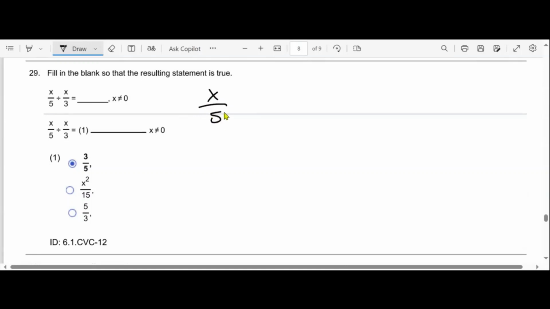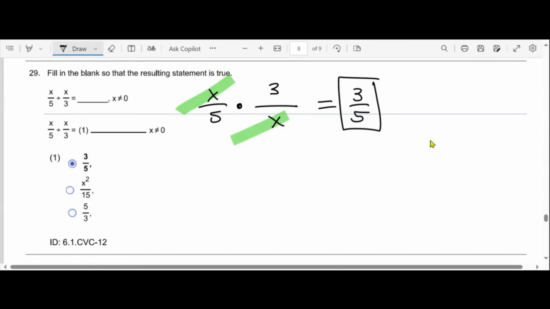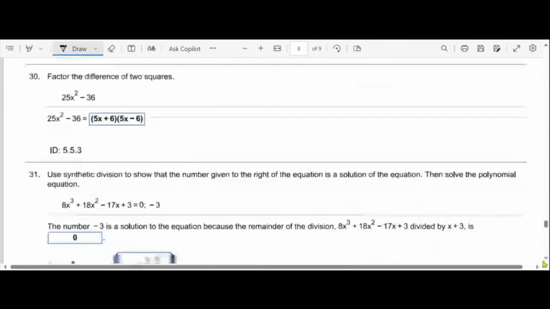x over 5. I change it to multiplication, so it becomes 3 over x. Can I cancel the x with the x, ya Muhammad? Of course. So we're left with 3 over 5. So 3 over 5, that's the answer. Okay, easy. Yalla, next one.